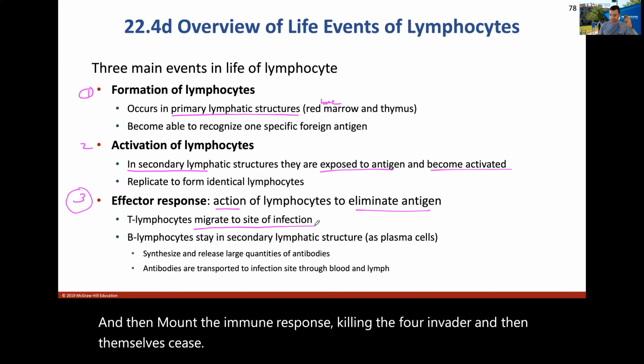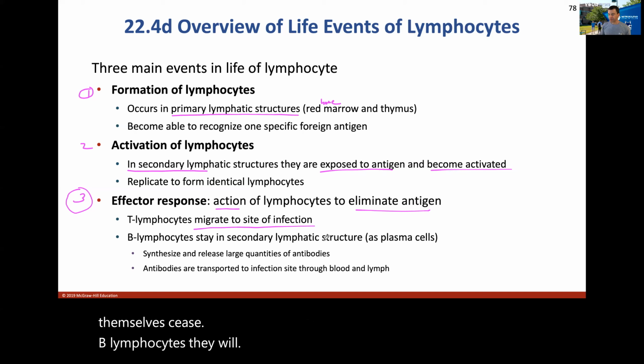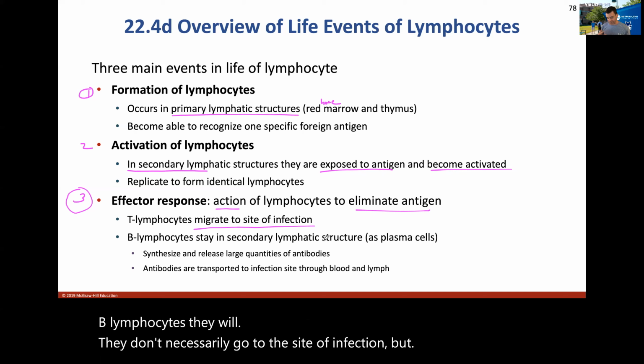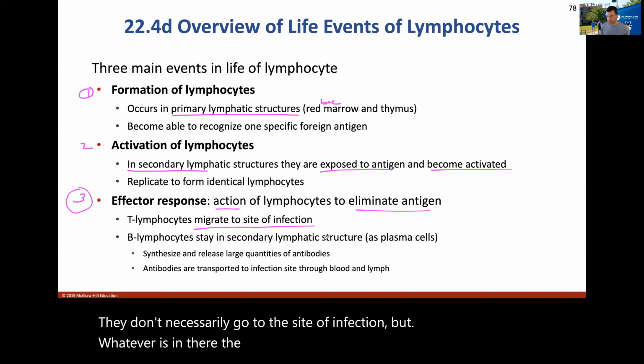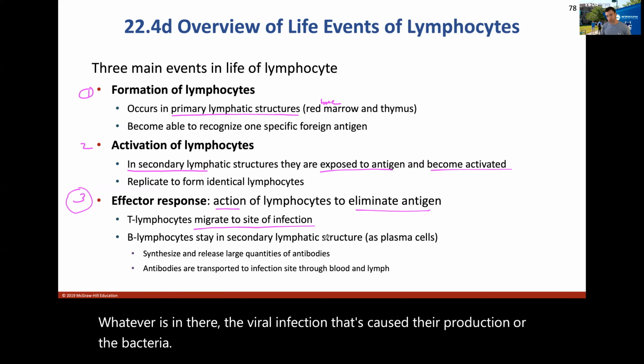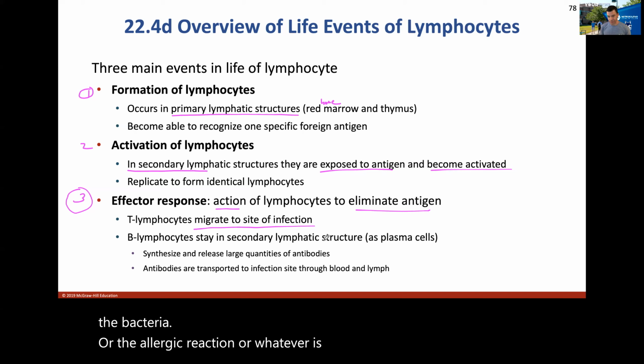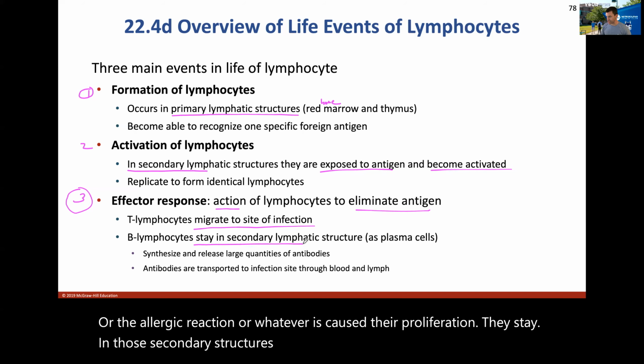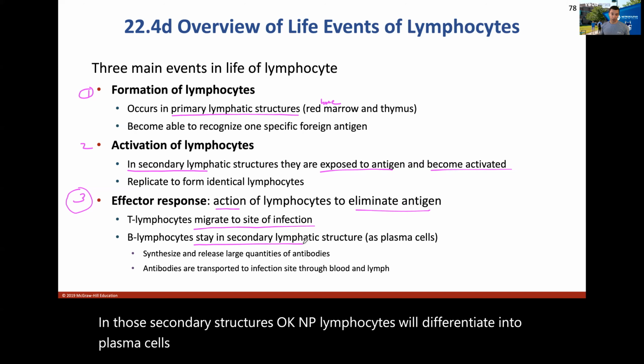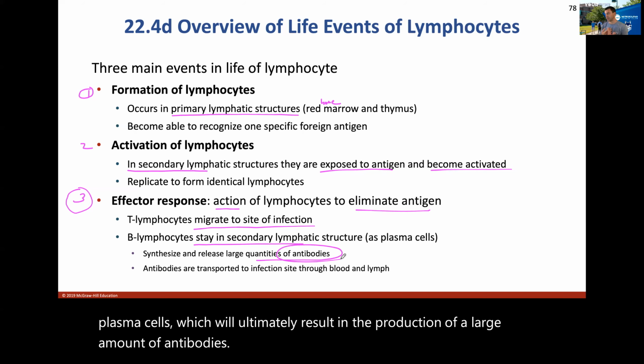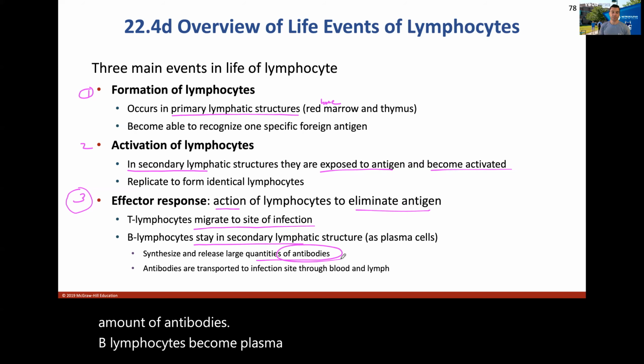B lymphocytes don't necessarily go to the site of infection. Whatever has caused their proliferation, the viral infection, or the bacteria, or the allergic reaction, they stay in those secondary structures, okay? And B lymphocytes will differentiate into plasma cells, which will ultimately result in the production of a large amount of antibodies. B lymphocytes become plasma cells become antibodies.